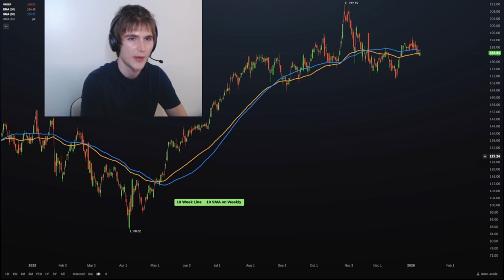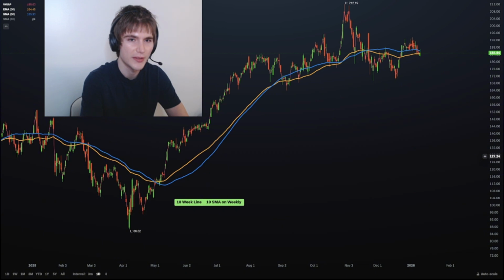The 10-week line is primarily a trend validation and trend continuation tool. Here's how it's traditionally used. In strong uptrends, price will often pull back into the 10-week line. If price respects and holds that level, it's considered institutional support. A clean break below the 10-week line on high volume often signals trend damage. This is why it's so popular with certain swing traders that are trying to stay aligned with institutional accumulation.